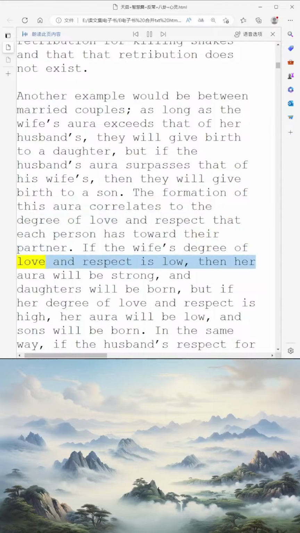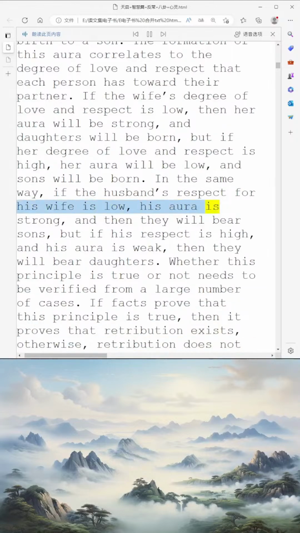If the wife's degree of love and respect is low, then her aura will be strong and daughters will be born. But if her degree of love and respect is high, her aura will be low, and sons will be born. In the same way, if the husband's respect for his wife is low, his aura is strong, and then they will bear sons. But if his respect is high, and his aura is weak, then they will bear daughters.